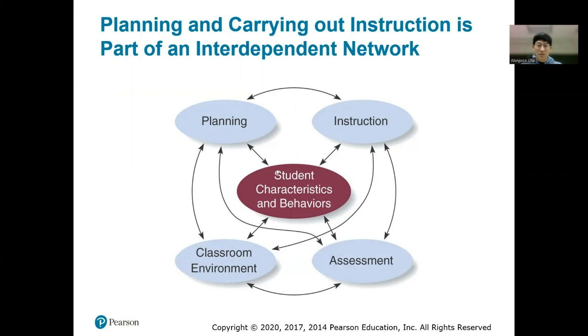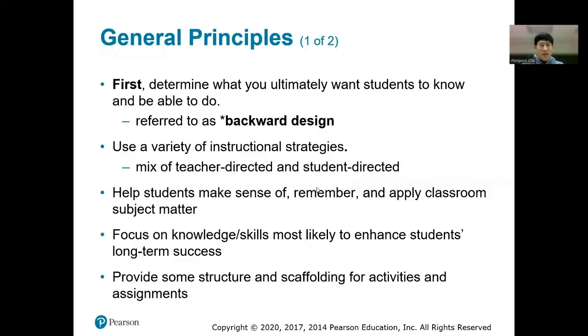Depending on students' characteristics, for instance, you may change instructional strategies, or you may foster different types of classroom environment. So first of all, you need to determine what you ultimately want students to know and be able to do. And this is referred to as backward design. I'm pretty sure that many of you have first heard this term, but I'm going to explain it in the next slide. So just give me a moment.